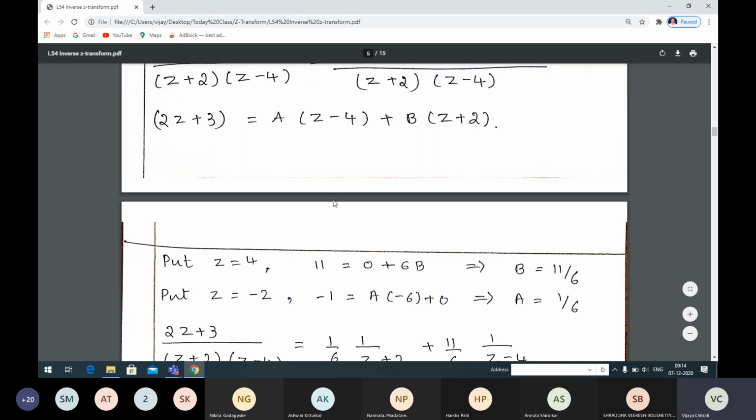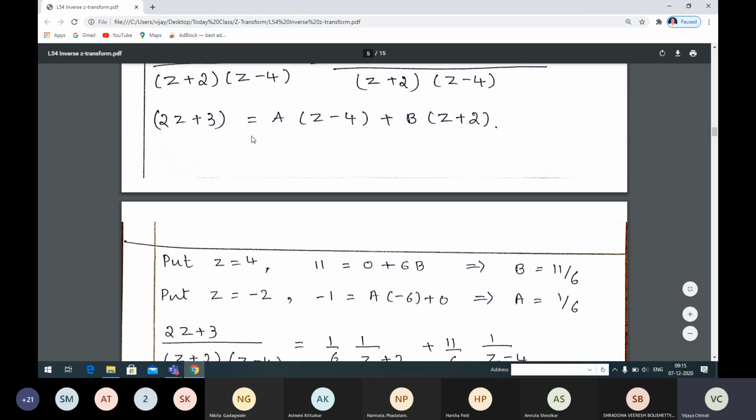So minus 1 is equal to, in place of z, substitute minus 2. So minus 2 minus 4 is minus 6, into this a. So a into minus 6, and for b, in place of z, substitute minus 2. Minus 2 plus 2 cancels. You will get this as 0.